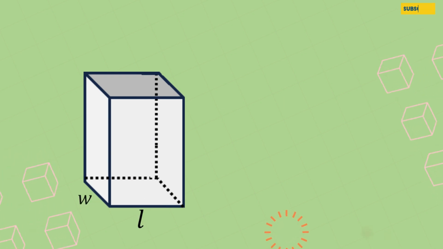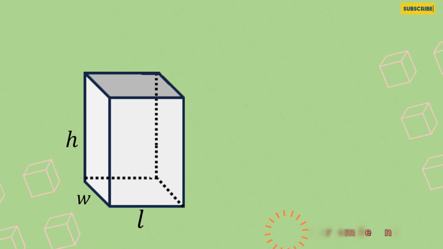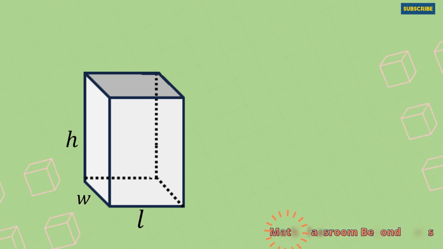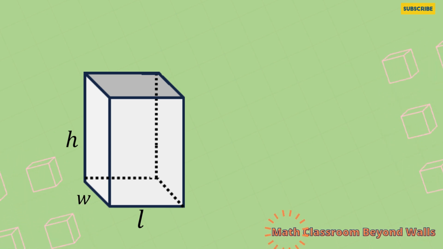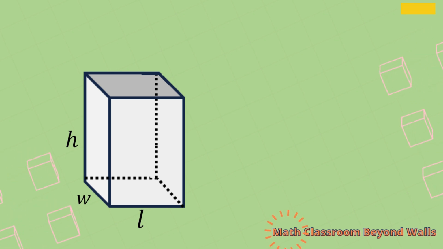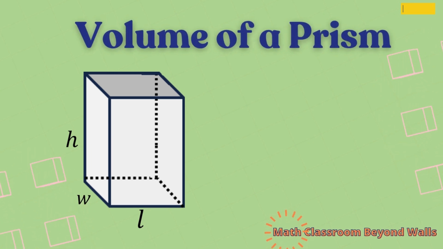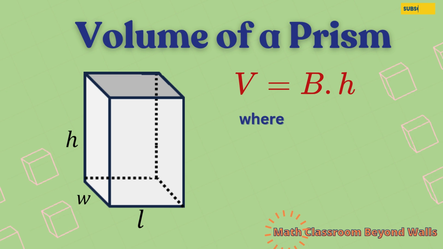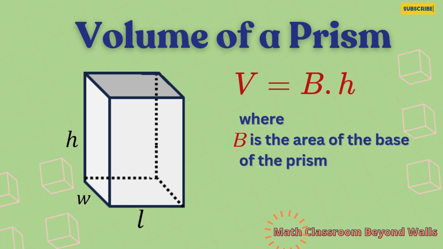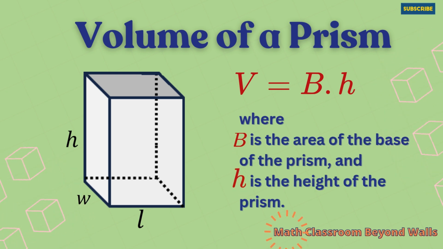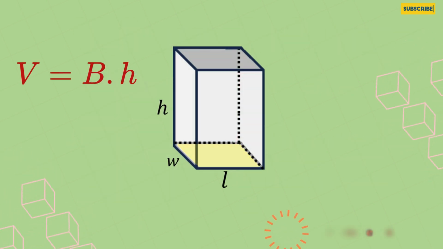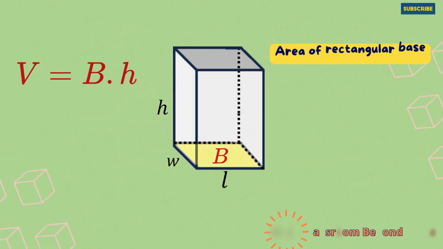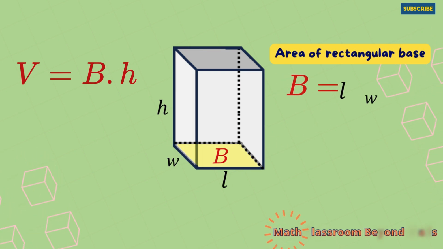A prism has length, width, and height, hence its volume is determined by these variables. The discussion on how the formula for the volume came about is in the previous video. In mathematical form, the volume of all prisms is B times H, where B is the area of the base of the prism and H is the height of the prism. If the prism is a rectangular prism, B is the area of the rectangular base, which is length times the width.